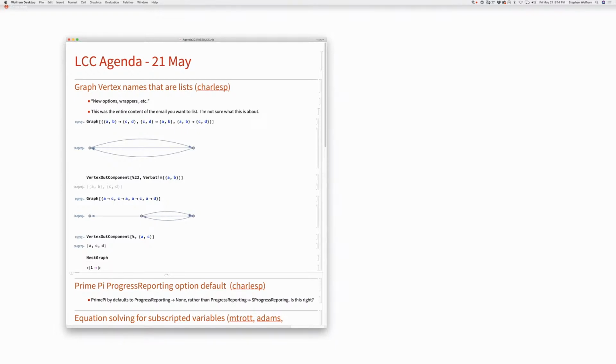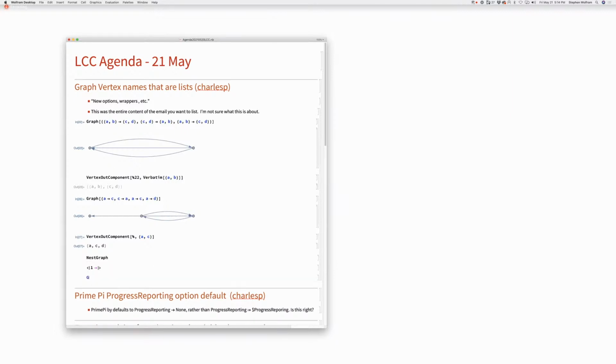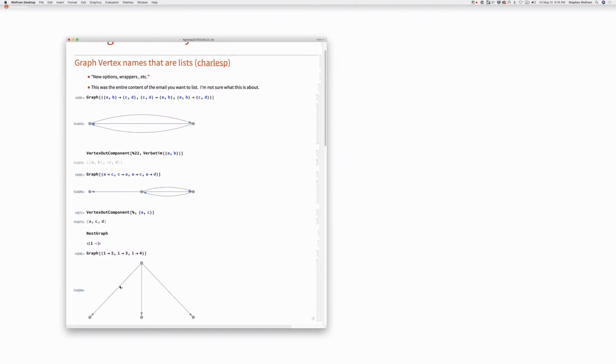So can somebody define ports for me? Here's what I mean. Let's take a trivial graph. 1 goes to 2, 1 goes to 3, 1 goes to 4. Boom, there it is. Right now, you can say this edge is port number 1, this is port number 2, this is port number 3 of that vertex. But it isn't a label of the edge. It's a label. You can think of this as this vertex.